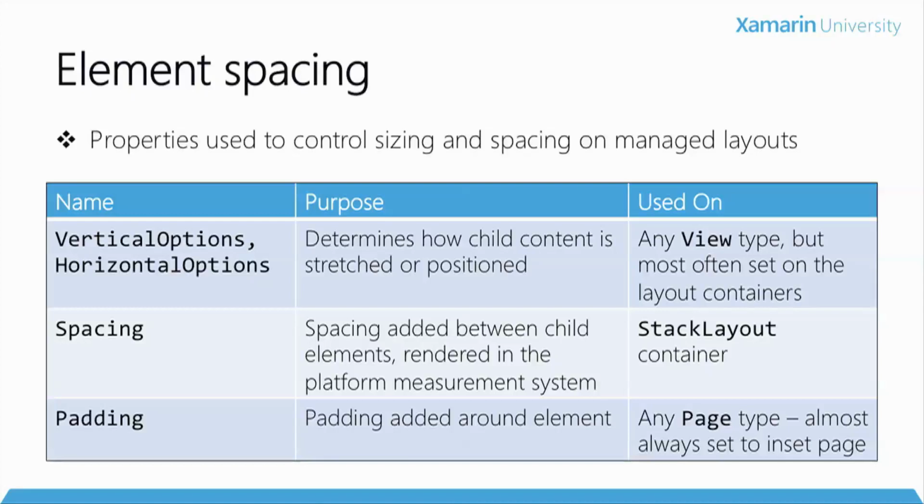Then we have spacing. Spacing is what gets added between child elements. So if you have a stack layout and you have two buttons in there, and you provide a spacing of 10, you will get a space of 10 units between the two buttons. The space above the first button and the space below the second button will not be influenced. If you want to change that, then we have padding. Padding is what will be set around an element. That's available on any page type, and usually you set that to inset the page.